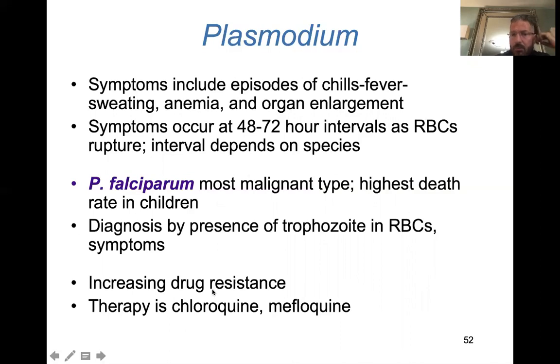Diagnosis is by the presence of trophozoites in the red blood cells, those ring-shaped trophozoites. So we'd take a blood sample, put it on a slide, observe the red blood cells, and you literally see these in the red blood cells. There's increasing drug resistance. Chloroquine and methylquinine are used. I don't know if you've ever heard of quinine from tree bark. It's still used, and it's still relatively effective.